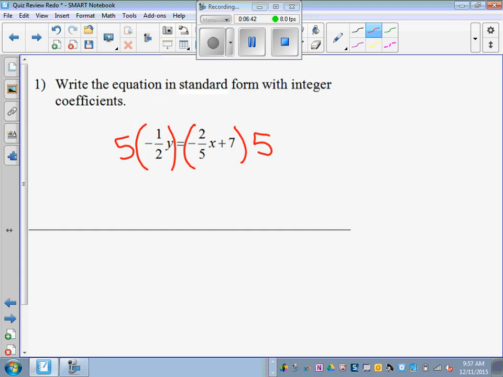5 times negative 1/2 gives me negative 5/2. Then distribute. 5 times negative 2/5 x is negative 2x. And 5 times 7 is 35. Okay, so that got rid of one of our denominators, but we still have one left.